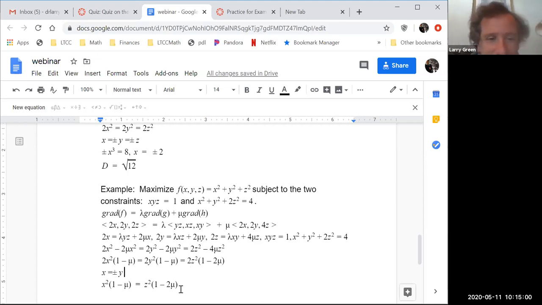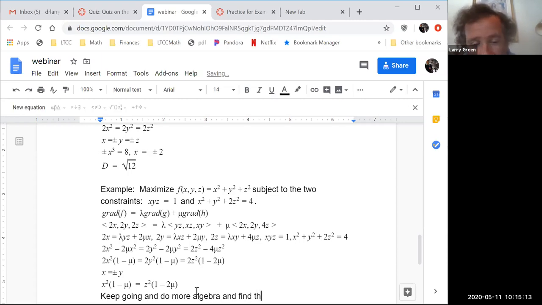And that is, you can find it. Keep going and do more algebra and find the answer. I just looked at my clock and it's time to be done. I don't want to go too much over, but you get the idea. You do a lot more algebra and then you go through it. So if you have a constraint optimization in which there are 2 constraints, you can have a lambda and a mu and expect it to get really messy.